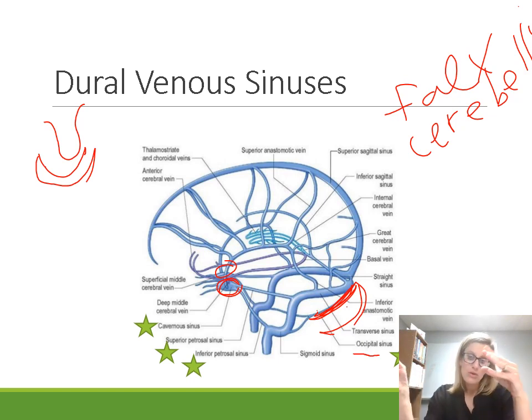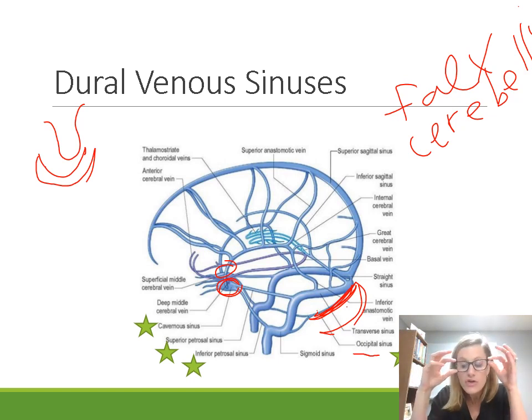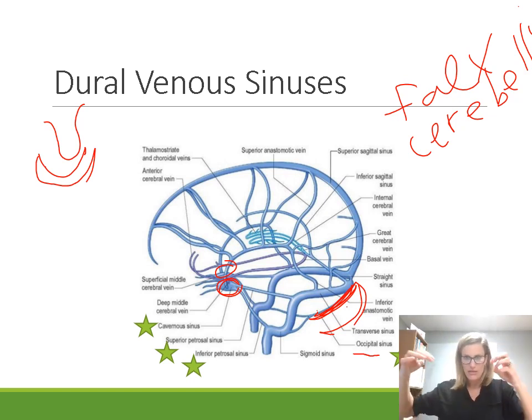They do communicate with each other via intercavernous sinuses. You can't really see it on here, but there's a cavernous sinus on either side, and then there are these little vessels that go back and forth between the two that are called intercavernous sinuses.